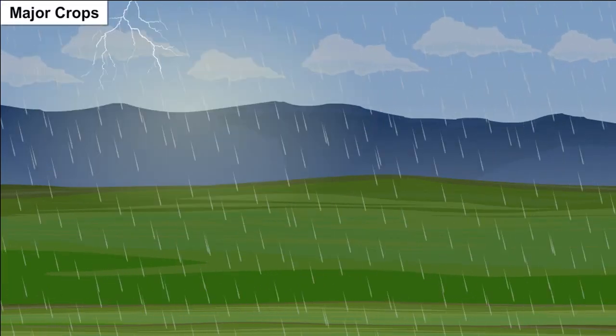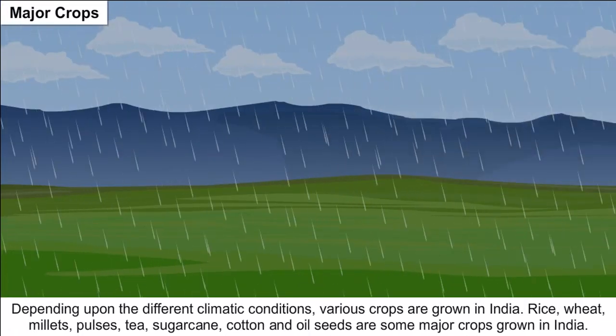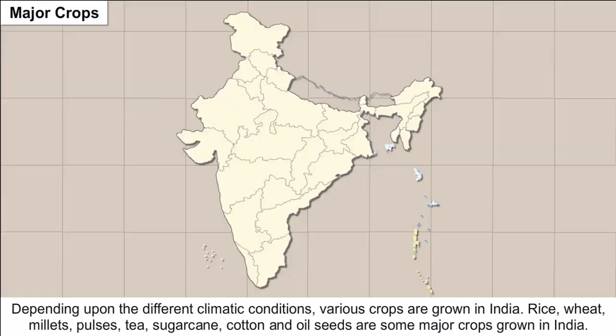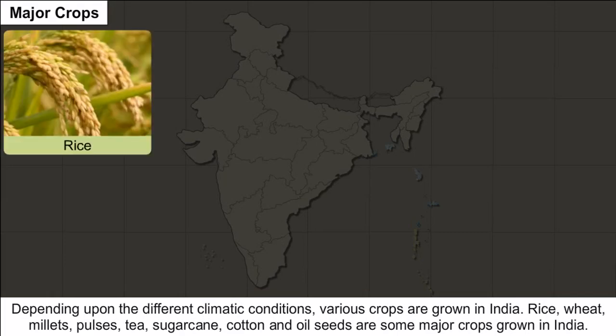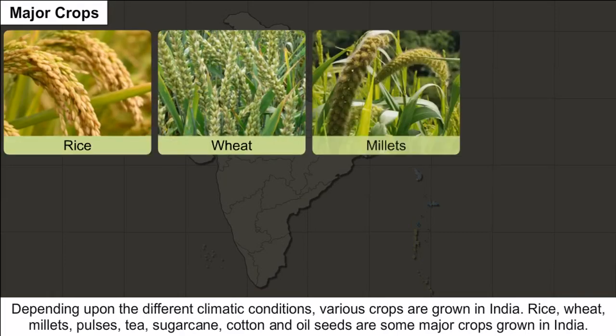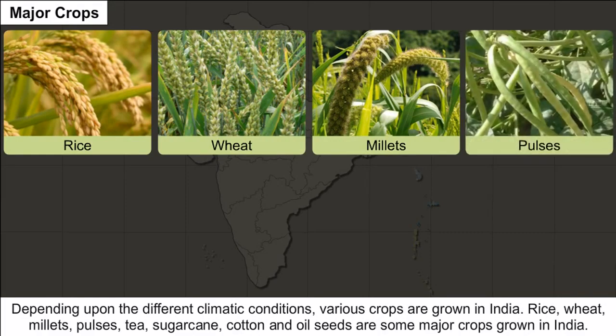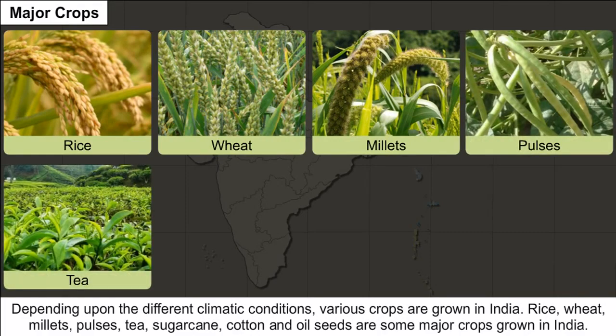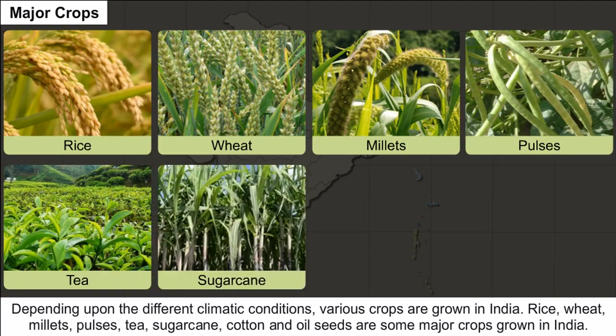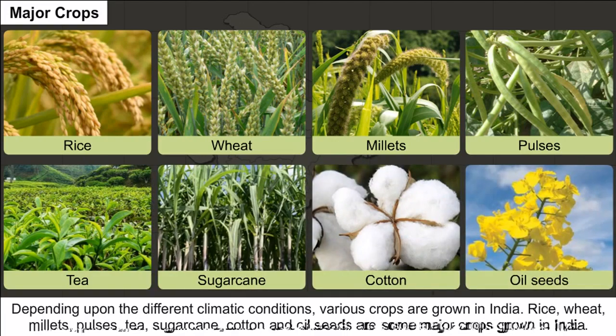Major crops. Depending upon the different climatic conditions, various crops are grown in India. Rice, wheat, millets, pulses, tea, sugarcane, cotton and oilseeds are some major crops grown in India. Let us know few of them in details.